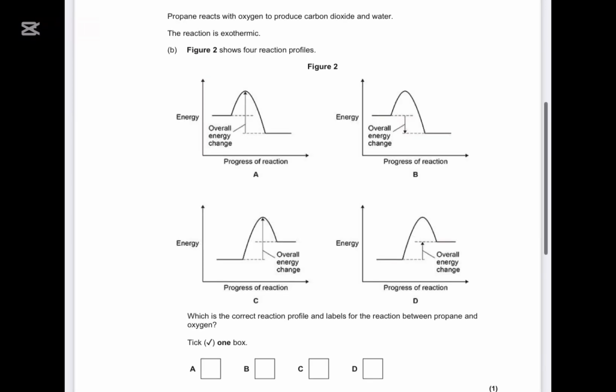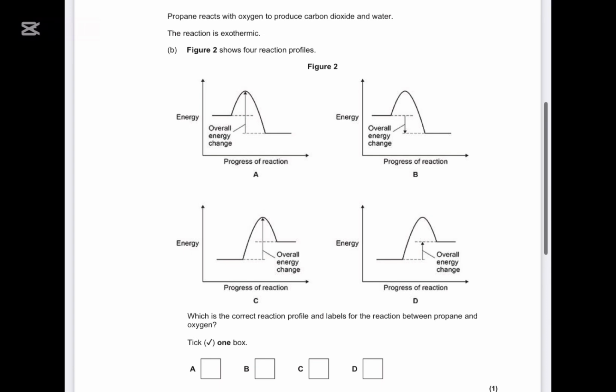So here comes the second question. The next question says, propane reacts with oxygen to produce carbon dioxide and water. The reaction is exothermic. Which is the correct reaction profile and label for the reaction between propane and oxygen? So the answer to that question is B. B represents it perfectly well.